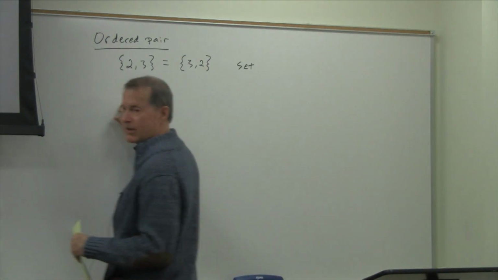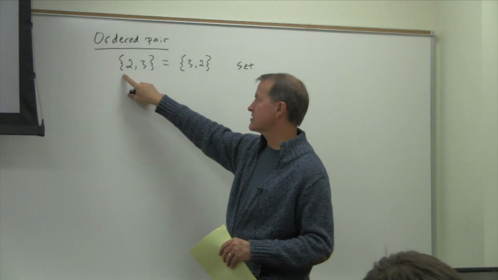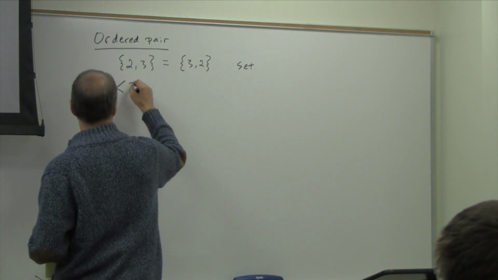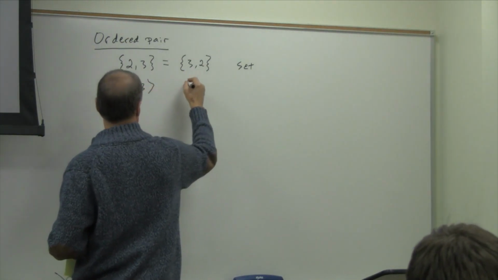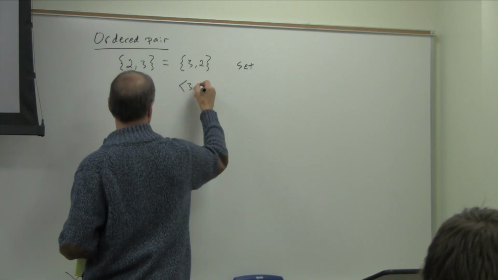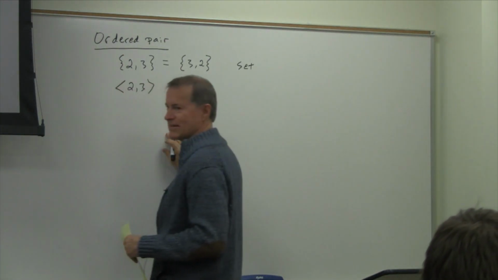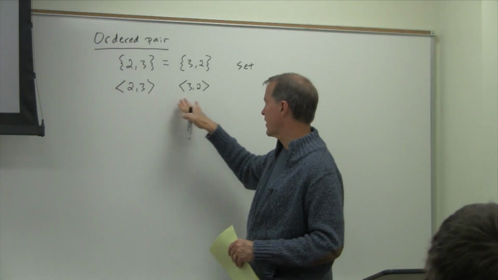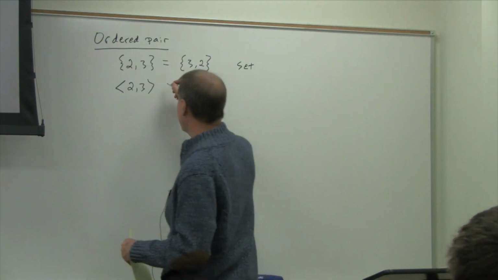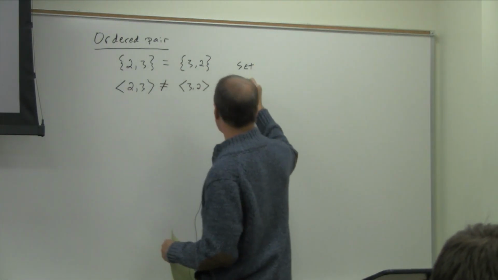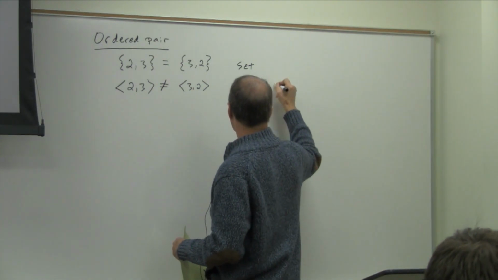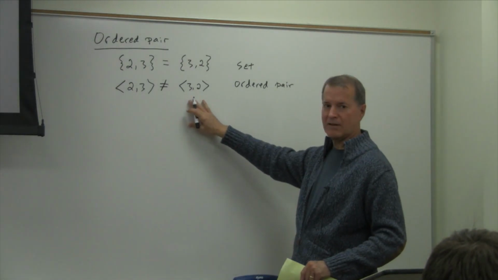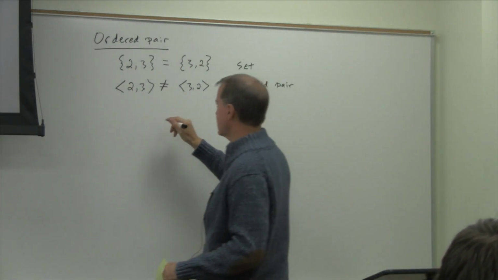The notation that we use for ordered pairs is, instead of braces, angle brackets. So ordered pair 2, 3. Yeah, it actually looks like a hint. So just by the context, you have to know which one it is. So this is an ordered pair, and this is an ordered pair, but they are not equal. Okay, so that's the distinguishing feature of an ordered pair, in contrast with a set.